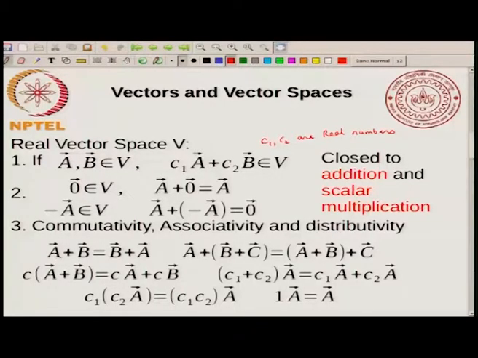So vector space addition is commutative, so if you take a plus b, it should be equal to b plus a. Similarly, it is associative. If you take a plus b plus c, I can write that as a plus b plus c, with the grouping either way. Again these are fairly obvious.